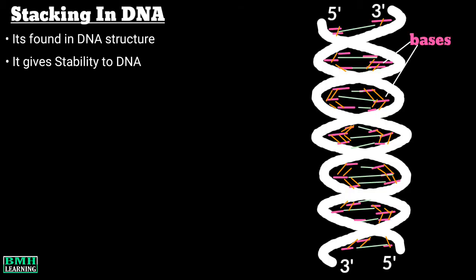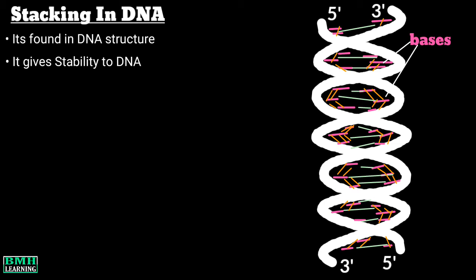Now, what does this stacking have to do with the DNA? Well, it's found in DNA structure, and is a very important property as it gives stability to DNA. Now let's know the stacking in DNA itself. So we have this double-stranded DNA formed of two strands running in opposite directions. We know the DNA is made up of nucleotides, and nucleotides in turn are made up of bases. These tiny lines are representing bases. To make things easier, I'm not showing the phosphate groups in this diagram.